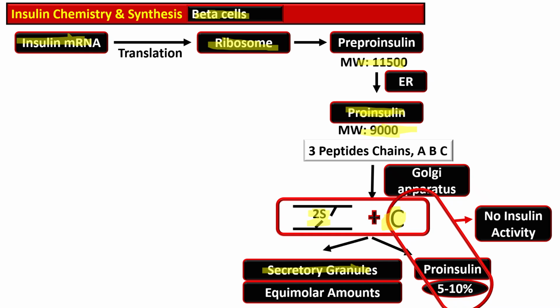Insulin synthesis involves three forms: preproinsulin, proinsulin, and active insulin that has two chains that are connected together by disulfide bonds.